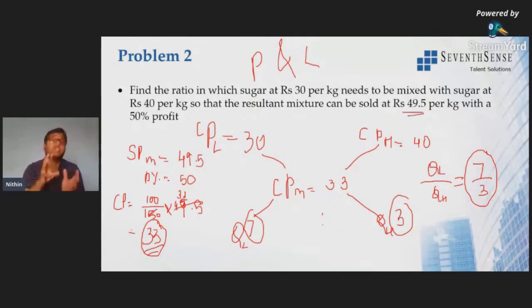Now this is with respect to profit and loss, and here do not consider this value as cost price because it is sold. The resultant mixture is being sold, all right, with 50% profit. Now if you want to verify, find out 50% of 33. What is 50% of 33? 50% is nothing but half. So you need to be very careful with percentage as well.